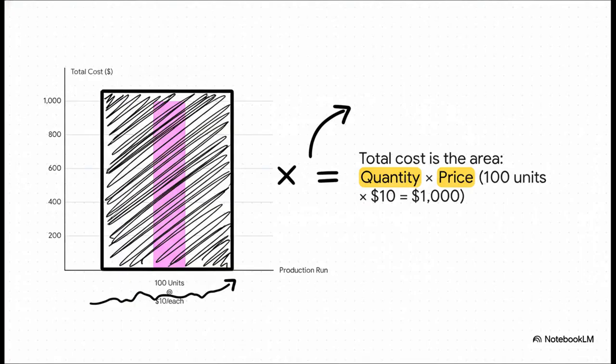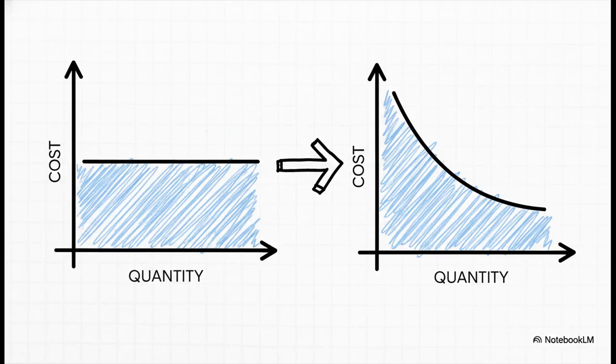Let's go back to our simple fixed price example, but this time, let's look at it as a graph. See this? The total cost is just the area of this rectangle. The width of the rectangle, that's our quantity, 100 units. The height is the constant price, $10 a pop. So the area, width times height, gives us our total cost of $1,000. This visual idea, this area equals total, is absolutely fundamental. So I want you to burn this image in your mind because everything we do next is going to build on it.